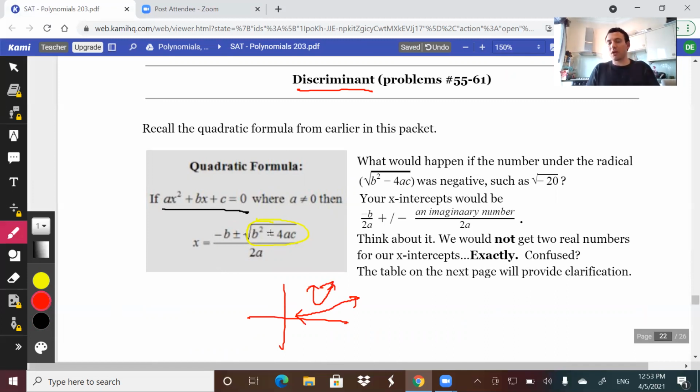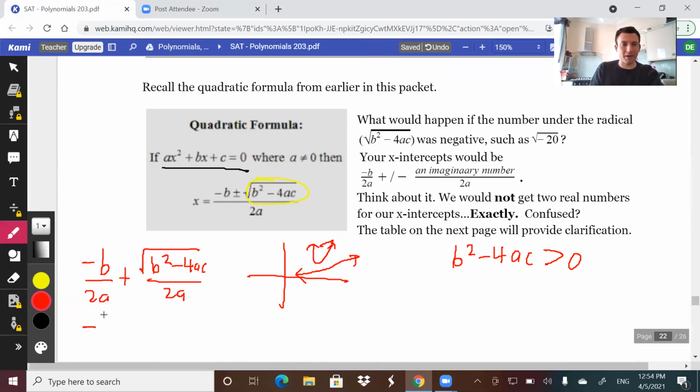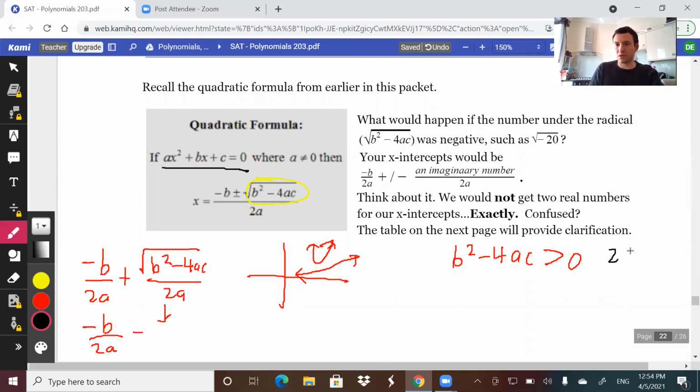If this number is positive, so if b squared minus 4ac is greater than 0, you're going to have 2 solutions. What do I mean by that? Well, think about it this way. One of your solutions for x is going to be negative b over 2a plus this positive value of b squared minus 4ac divided by 2a. The other solution is going to be this whole thing again, except minus that value, right? Minus this whole value. So anyway, if this is positive, then we have 2 solutions. We have 2 x-intercepts for a quadratic.